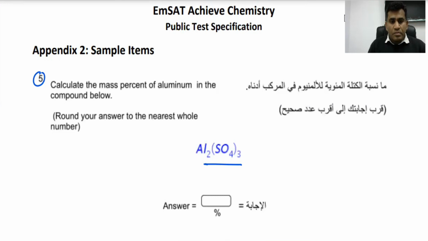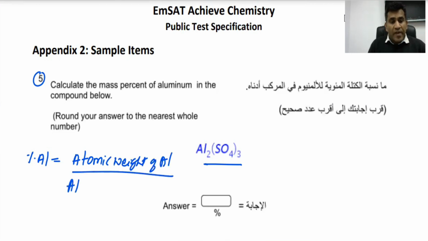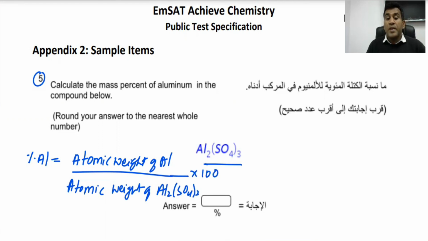So to calculate the mass percent of aluminium, I would say atomic weight of aluminium divided by atomic weight of the compound, Al2(SO4)3, times 100. That gives me the percentage of aluminium in that. That is the mass percent of aluminium. So we need to calculate the atomic weight of aluminium, sulfur, and oxygen, and how much they are involved in this compound.